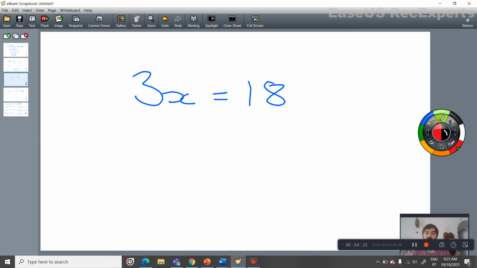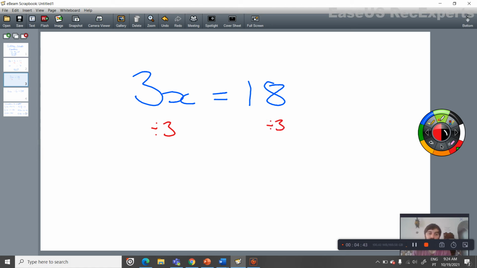This one, 3x equals 18. Remember, 3x means 3 times x, but we don't have to write the times symbol because it's algebra. So what's the opposite of timesing by 3? Well, it's dividing by 3. So we're going to divide by 3 on both sides.